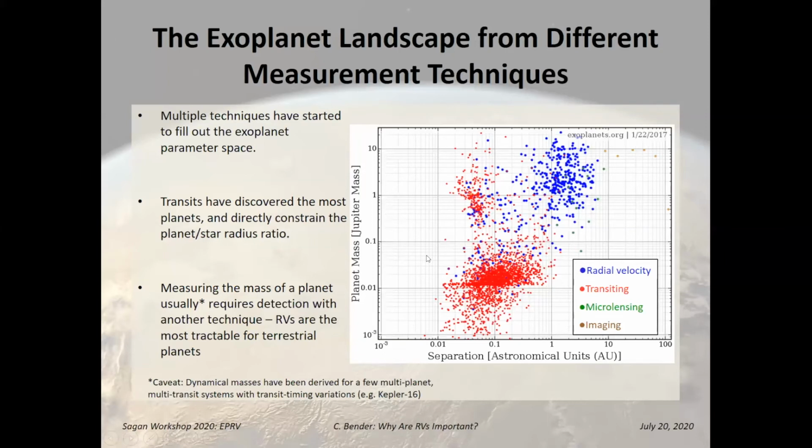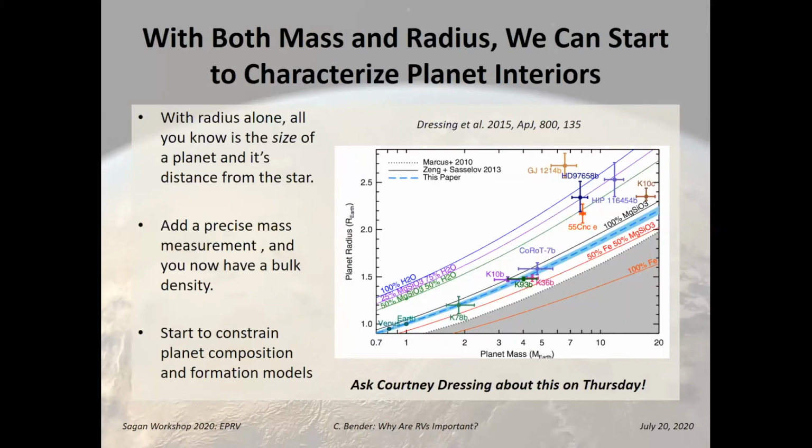But transits have found the most planets at this point, and they constrain the planet-star radius ratio. But if you want to dig deeper into what the planet is made up of, then you also need a mass. And measuring the mass usually requires detection with another technique, and RVs are usually the most tractable for terrestrial planets. With radius alone, you know the size of the planet and its distance from the star. With a mass, you've got the bulk density, and now you can start to constrain planet composition models.